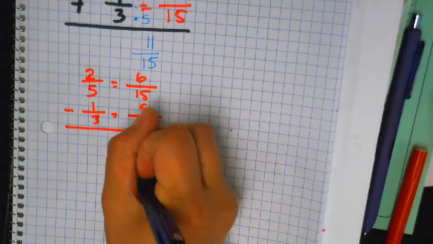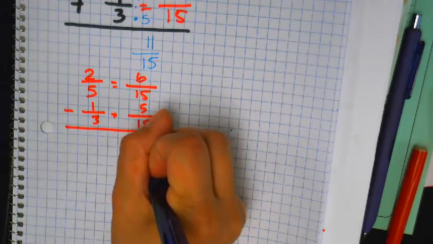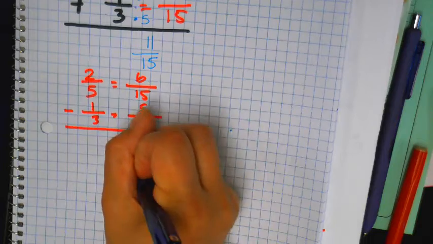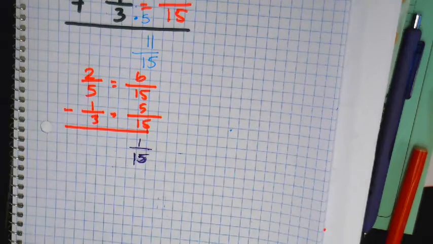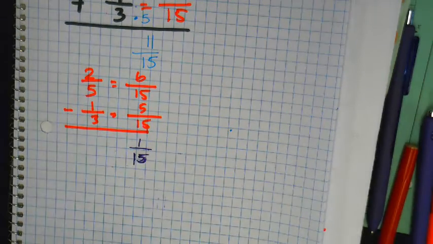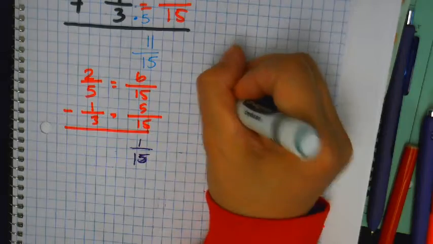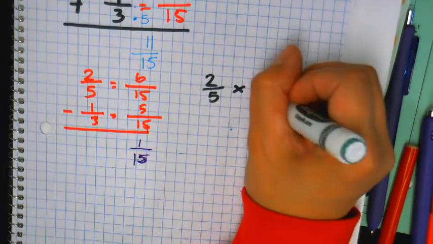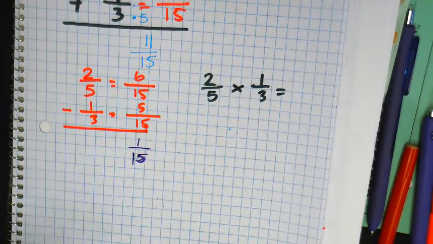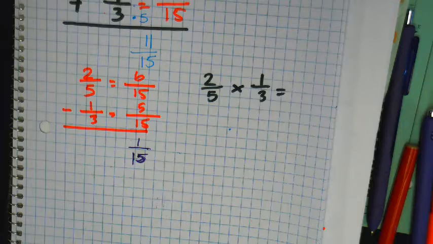1 over 15. Let me guess. Divide, multiply. It's like you read my mind. 2/5 times 1/3 equals 2 over 15.